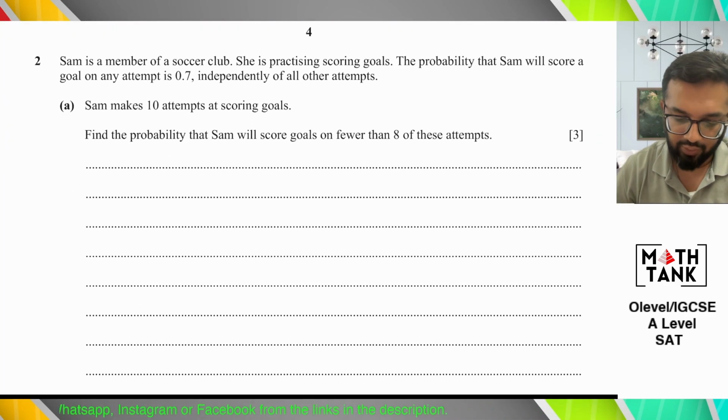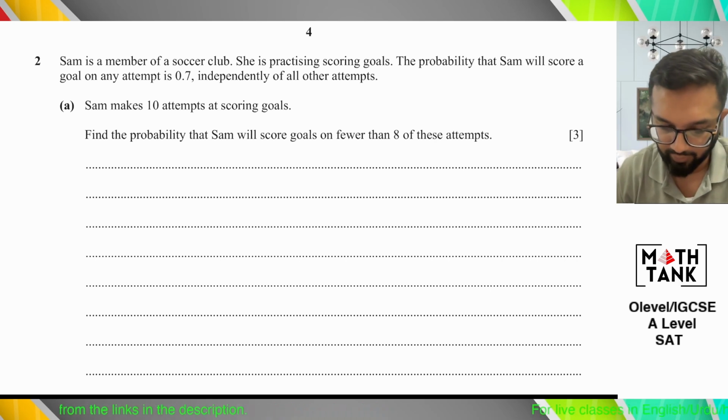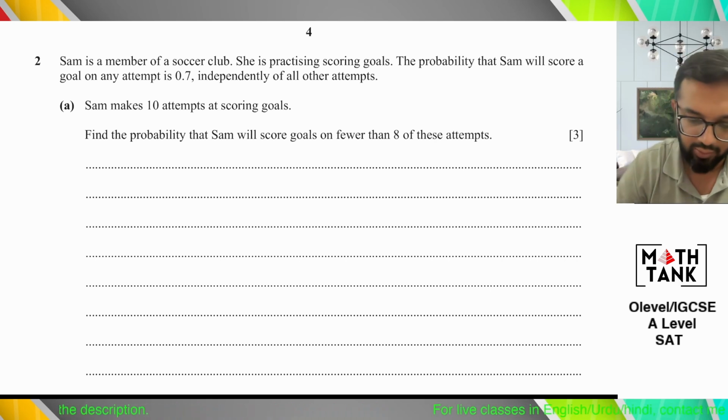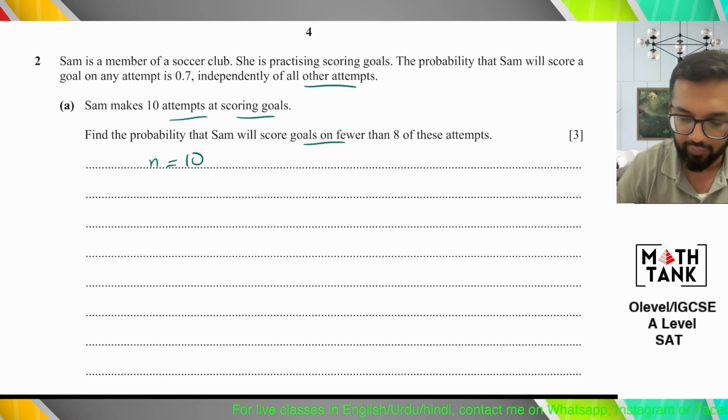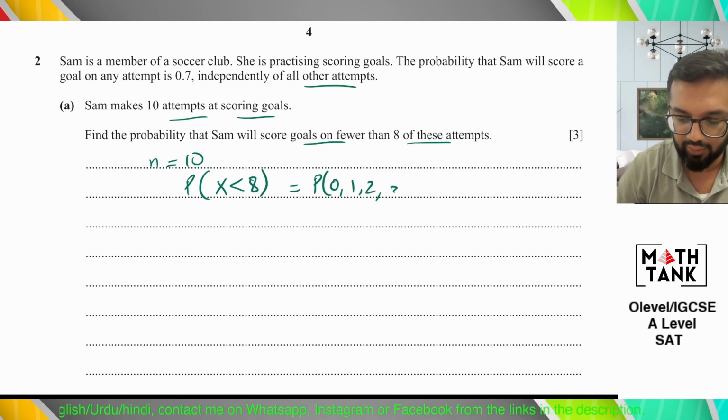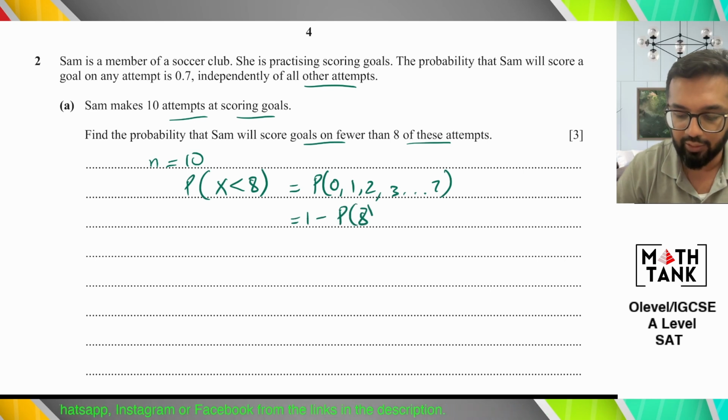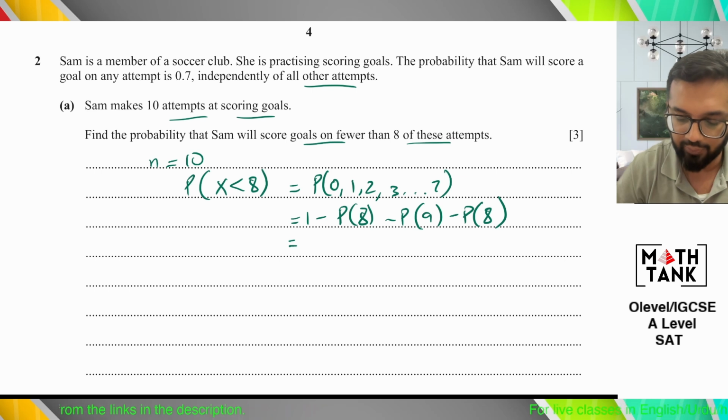Sam is a member of a soccer club. She is practicing scoring goals. The probability that Sam will score a goal on any attempt is 0.7, independently of all other attempts. She makes 10 attempts at a goal. Find the probability that she scores on fewer than 8. I don't want to calculate the probabilities of 0, 1, 2, 3 up till 7. Instead, I will calculate 8, 9, and 10 and subtract them from 1.